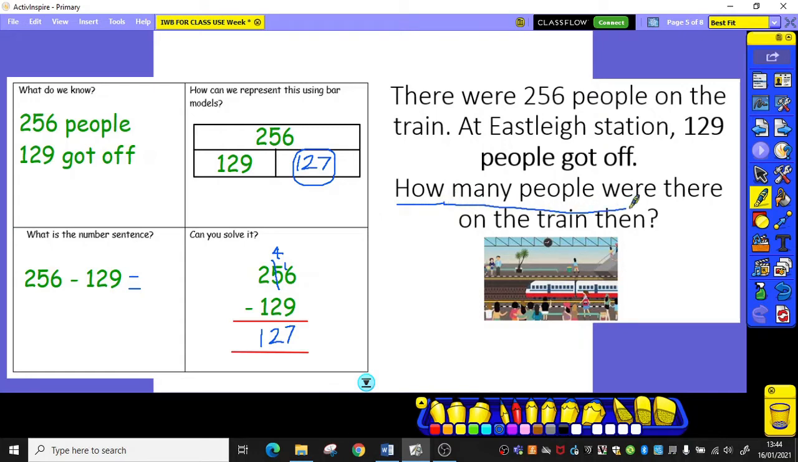How many people were there on the train then? This is the amount that got off. This is the amount that started. This is now the amount who are remaining on the train.